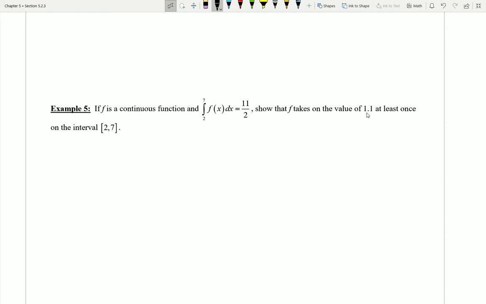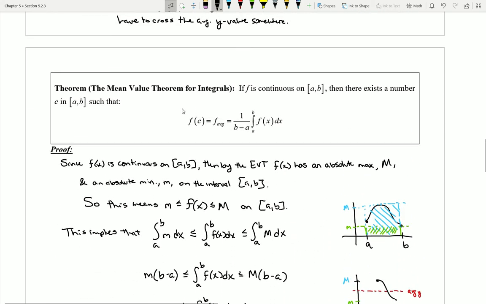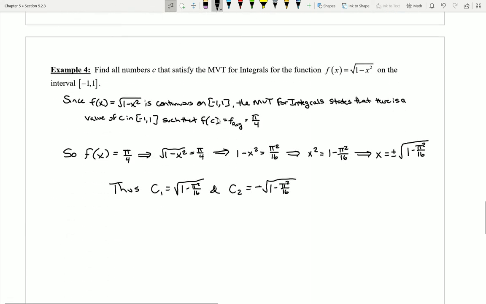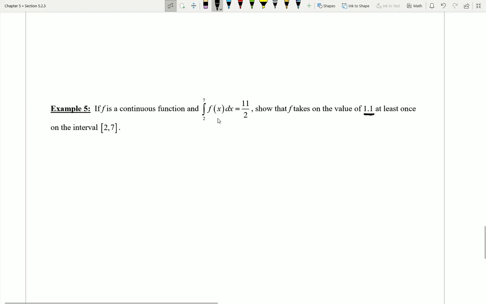Well, what if 1.1 here was the average y value? I mean, I don't know if it is, but what if it was? If this was the average y value, then I could definitely go back and say that by my mean value theorem for integrals, if my function was continuous, then I know there would have to be a number out there where I hit the average y. So one of the first things I might try to do here then is to say, why don't we just try to calculate what the average y value is?